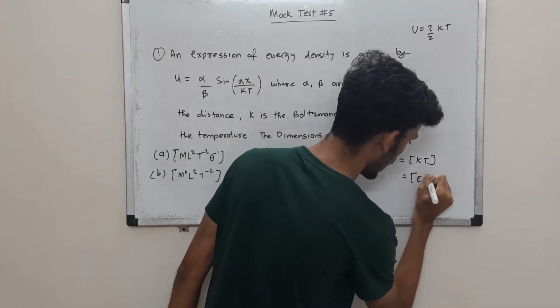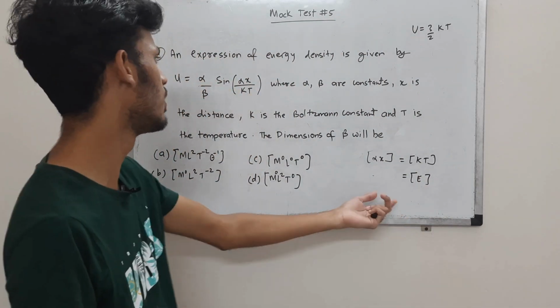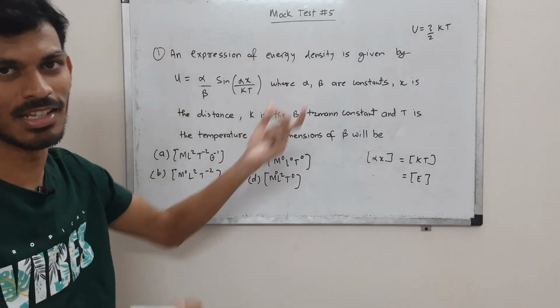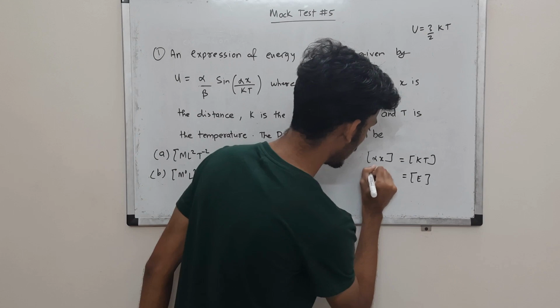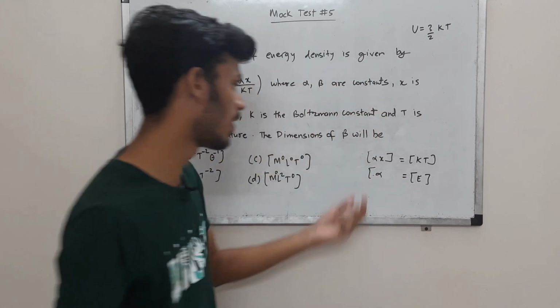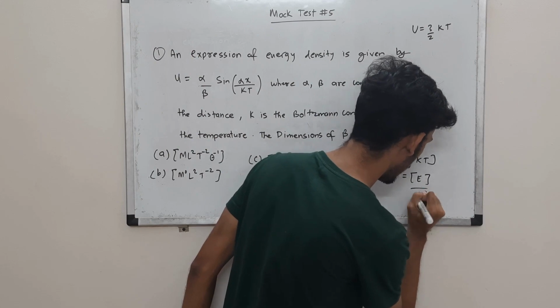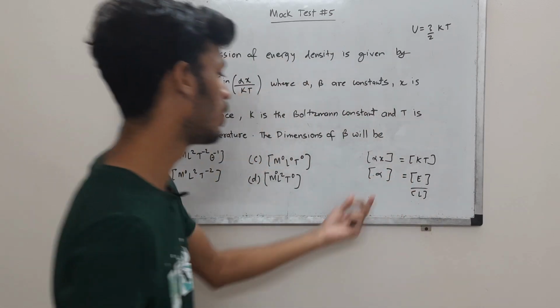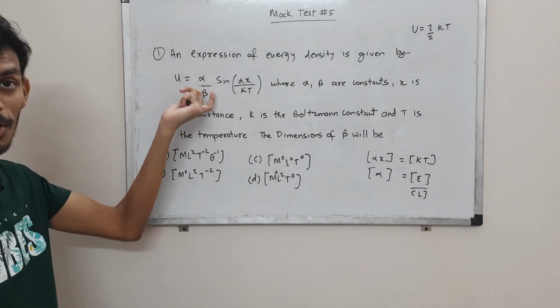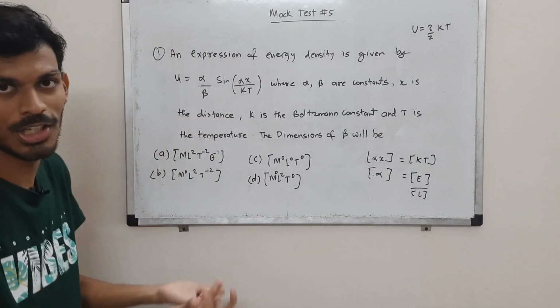So I'll write the dimensions of energy. I'm not simplifying because here we have energy density, so we can wisely cancel that out. So you can see that the dimensions of alpha will be, x is length, right? So E by L will be the dimensions of alpha. Now that you know the dimensions of alpha, you can substitute over here and find the dimensions of beta.